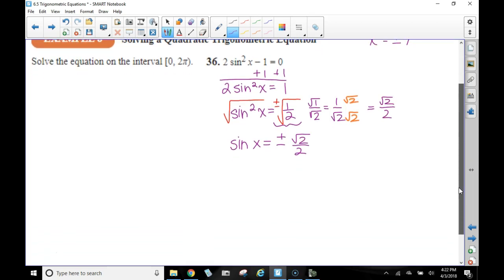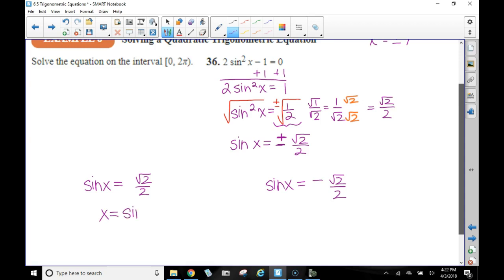Now, we actually have two different equations, one with the plus here and one with the minus. It might be a good idea for us to go ahead and split those apart. One equation will be sine x equals the positive square root of 2 over 2. The other one will be sine x equals negative square root of 2 over 2. Now, inverse sine both sides of this equation here.